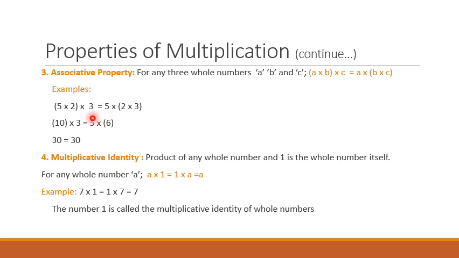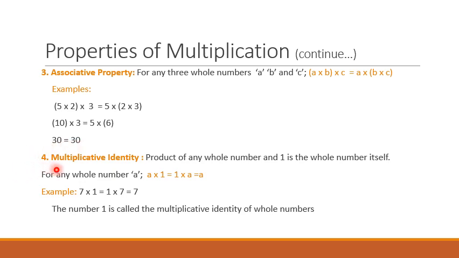So now let's see what would happen. If I multiply 5 and 2, the product is 10. Then it is multiplied by 3. Here 2 multiplied by 3 gives me 6. So on the other side I have 5 multiplied by 6. Now 10 into 3 is equal to 30. Similarly, 5 into 6 is also 30. So irrespective of the grouping of three numbers, the product remains the same. So this is what the associative property of multiplication says, that the product doesn't change even if we change the grouping of the numbers.